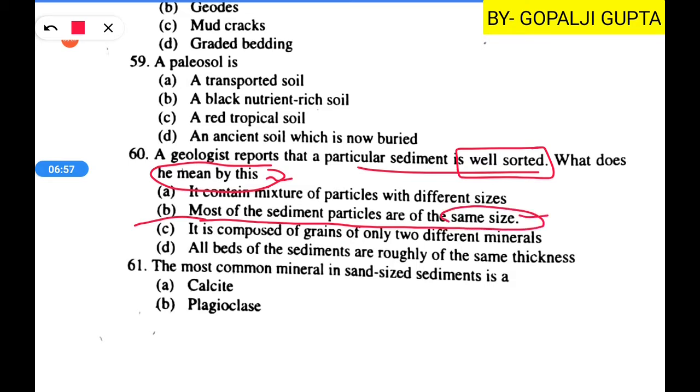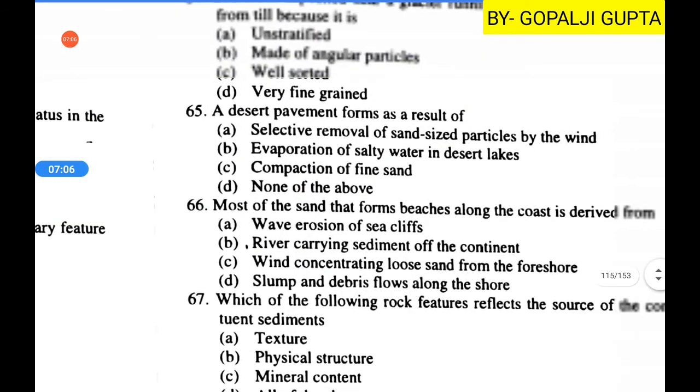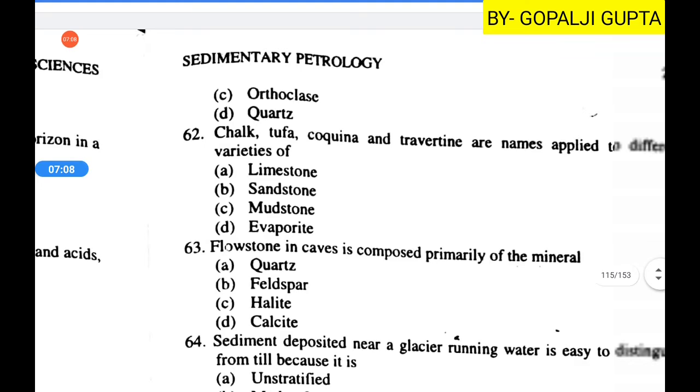Then the next question is, the most common mineral in sand size sediment is. So in the sand size sediment, it is simply sand. Sand means the quartz, and hence the fourth option is our right answer.